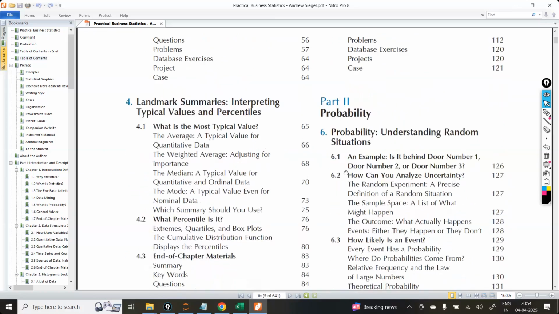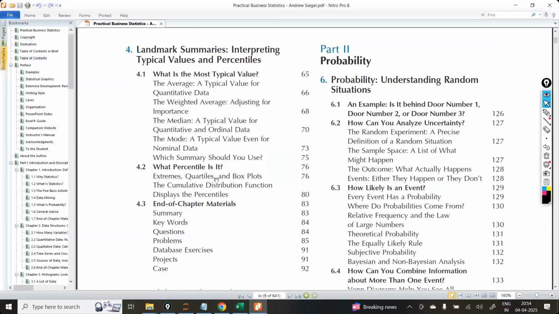Coming to the average, median, mode, percentile, quartiles, box plot, cumulative distribution. Cumulative distribution means cumulative frequency or cumulative probability. Both come under cumulative distribution.